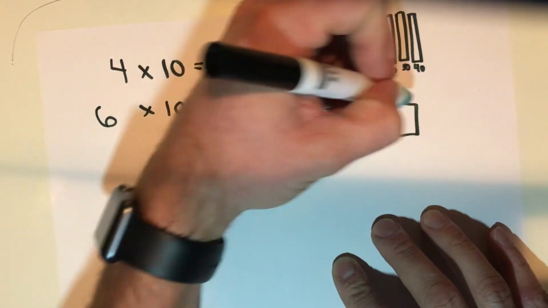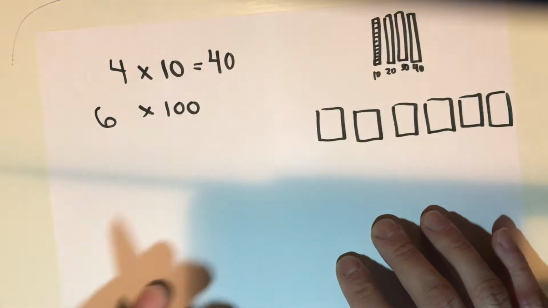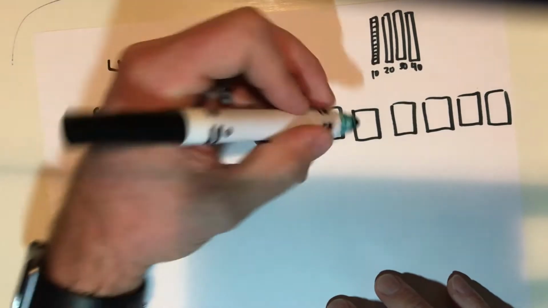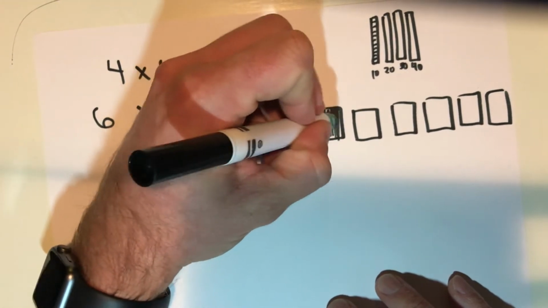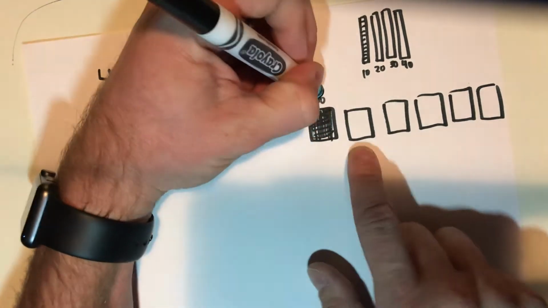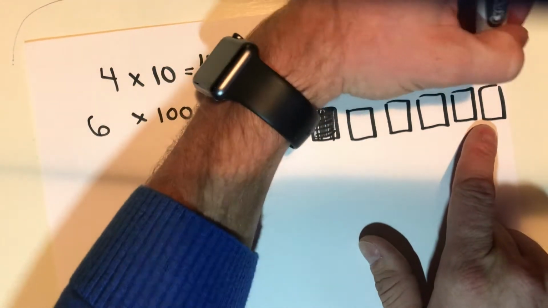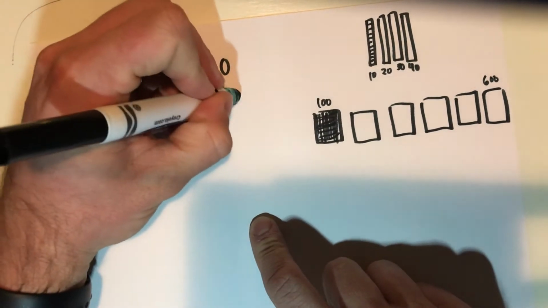We'll do something like 6 times 100, and then we have these flats. It's not totally proportional, but for the purpose of this video, we're just going to call that 100, and those are split up 1, 2, 3, 4, 5, 6, 7, 8, 9. So they're going to look like this, and then we have 100, 200, 300, 400, 500, 600. So 6 times 100 is going to be 600.